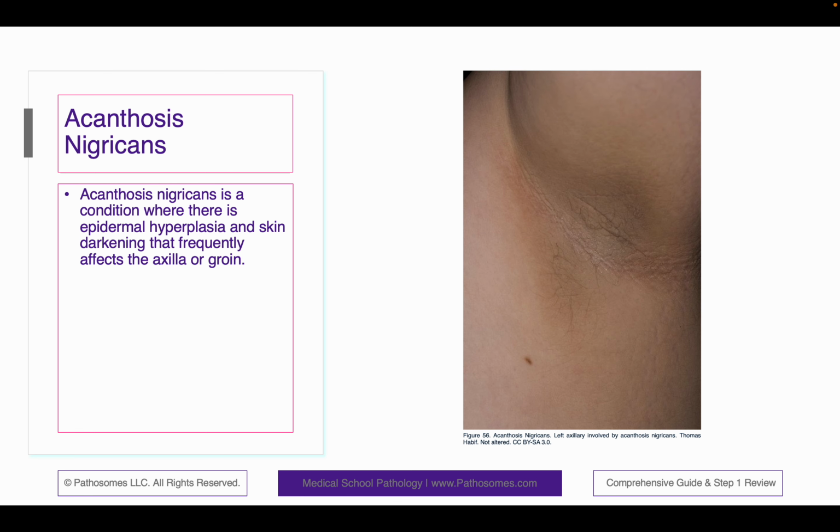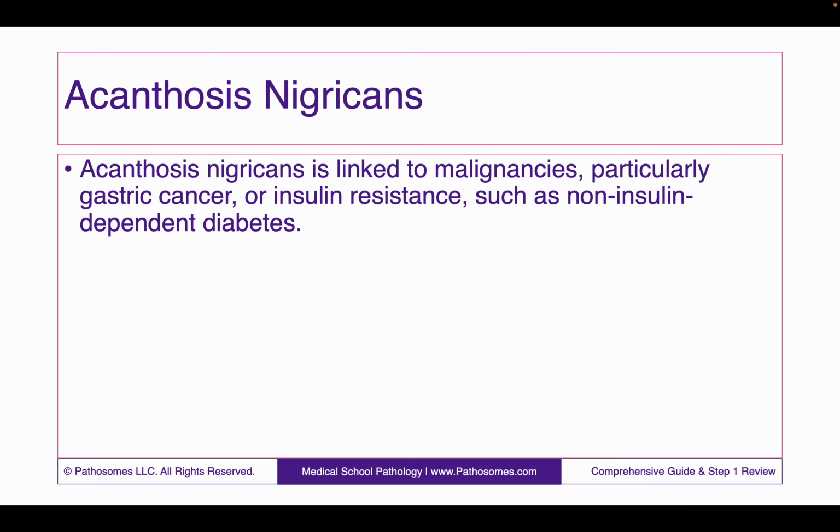Now, acanthosis nigricans. What is that? Acanthosis nigricans is a condition where there is epidermal hyperplasia and skin darkening that frequently affects the axilla, right, the armpits, or groin. Acanthosis nigricans is linked to malignancies, particularly gastric cancer or insulin resistance, such as non-insulin dependent diabetes.